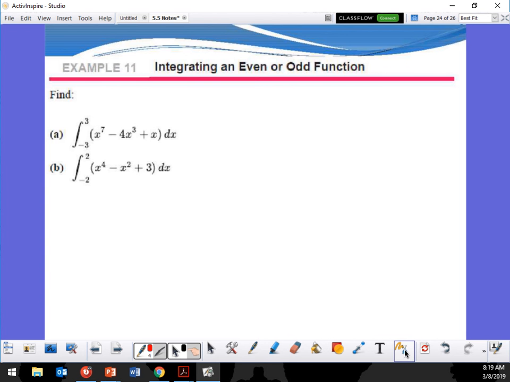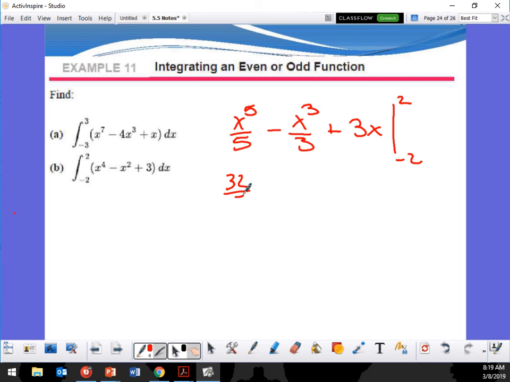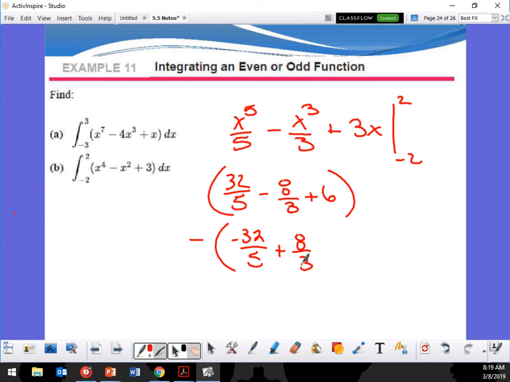Now I'm going to show you what's going to happen here. So let's take a look. This is going to be x to the 5 over 5 minus x cubed over 3 plus 3x from -2 to 2. Okay, let's do the math. 32 over 5 minus 8 over 3 plus 6. And then minus negative 32 over 5 plus 8 over 3, and minus 6.